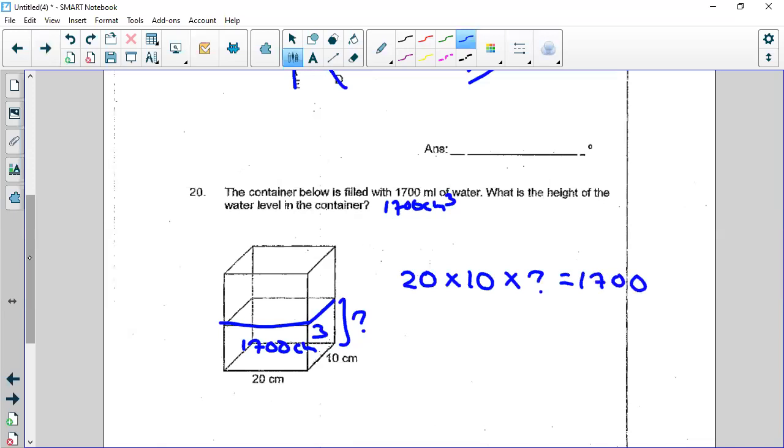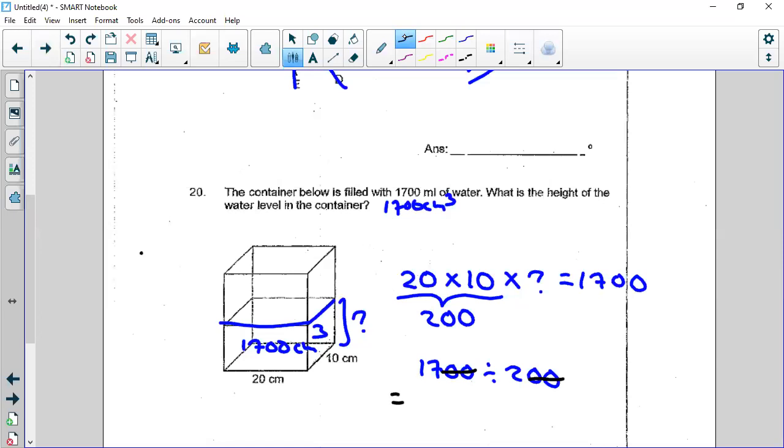So if you don't know how to find the height, you write the formula. Then you look at what you have written, and I'm sure you know what to do already, because 20 times 10 is 200. And then can you find what is the question mark? You take 1,700 divide by 200. But there's no calculator, right? So how to divide? You have to cancel the two zeros, right? So cancel the two zeros, divide by 100, you get 2, and divide by 100, you get 17, and then 17 divide by 2. So do your working.